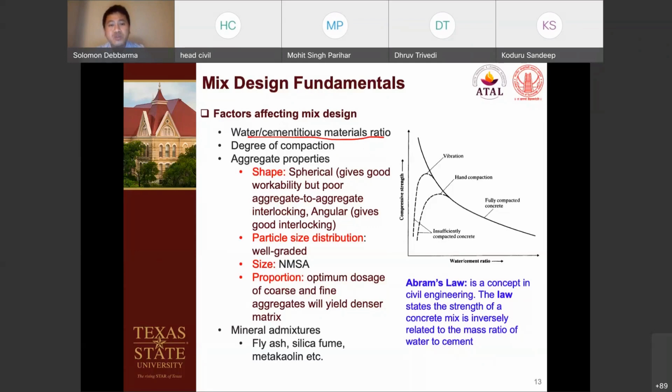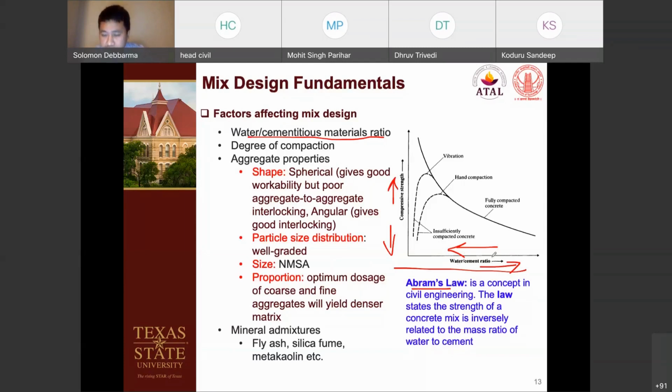So there is a relation between the water cement ratio and the compressive strength. You can see from this graph. This graph says if you increase the water cement ratio, the compressive strength will decrease, and if you reduce the water cement ratio, the compressive strength will increase. So this is usually known as Abraham's law. Abraham's law is a concept in civil engineering. This law states that the strength of a concrete mix is inversely related to the mass ratio of water to cement. So we need to have a concrete.